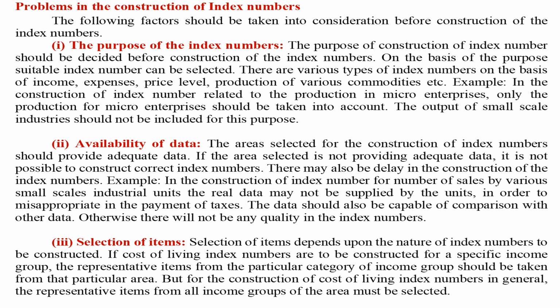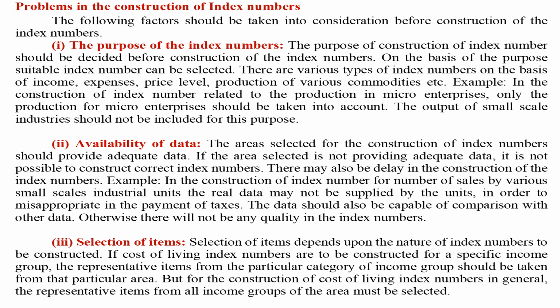Availability of data. The areas selected for the construction of index numbers should provide adequate data. If the area selected is not providing adequate data, it is not possible to construct correct index numbers. There may also be delay in the construction of the index numbers. Example: in the construction of index number for number of sales by various small-scale industrial units, the real data may not be supplied by the units, in order to misappropriate in the payment of taxes. The data should also be capable of comparison with other data. Otherwise, there will not be any quality in the index numbers.